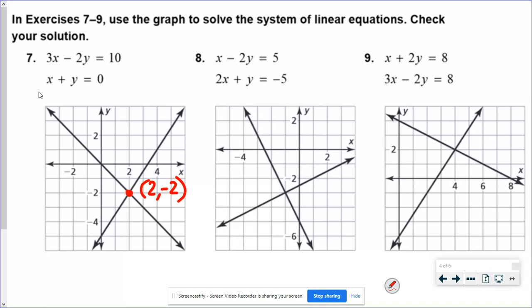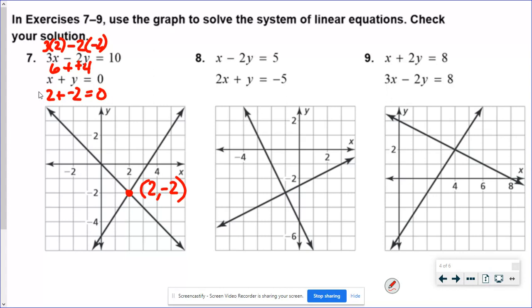When it says to check the solution, that just means substitute in. So 3 times 2, that's going to be 6 minus 2 times a negative 2. So that's going to be, let me write that underneath, 6 minus a negative 4, which is 10. Good. And for the second equation, 2 plus negative 2, yep, that is 0. So that is the solution, and it works in both equations.